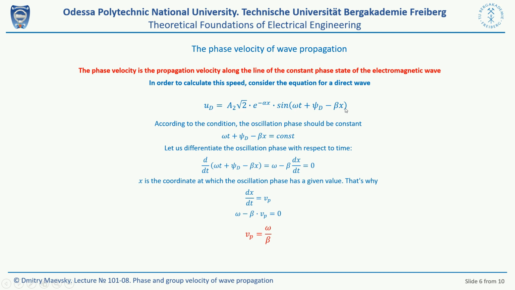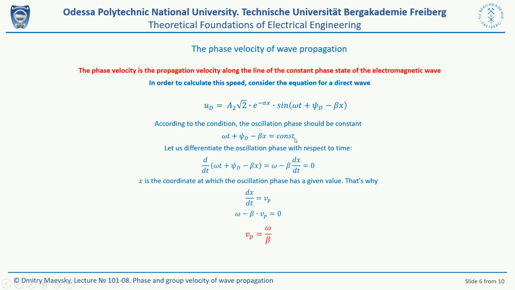The phase of this oscillation, that is the argument of the sine, according to the definition of the phase velocity, must remain unchanged. That is, we can write the following equation. Let's find the time derivative of this expression. This derivative is presented here. This derivative is zero because, by convention, the oscillation phase is constant.